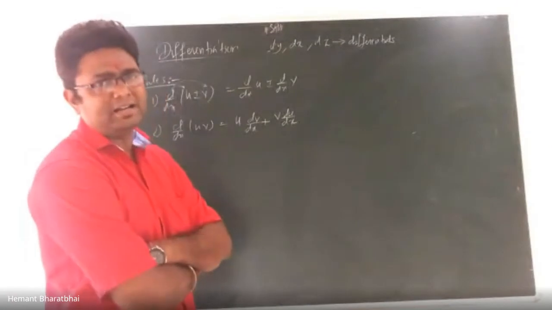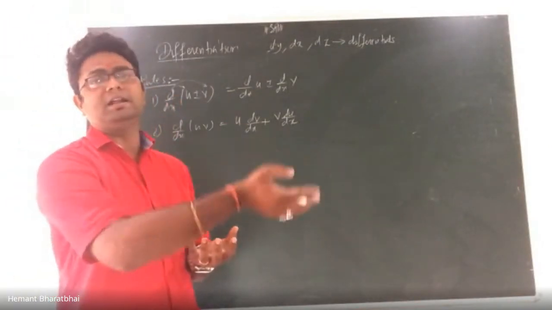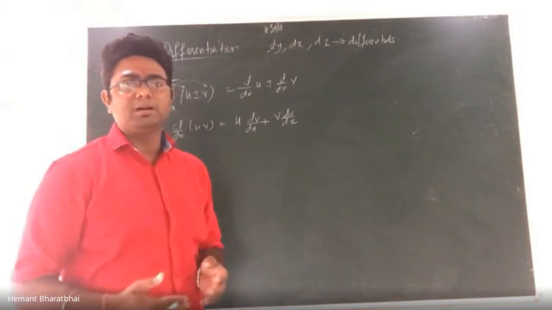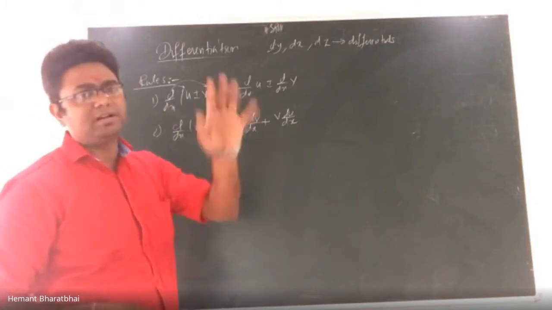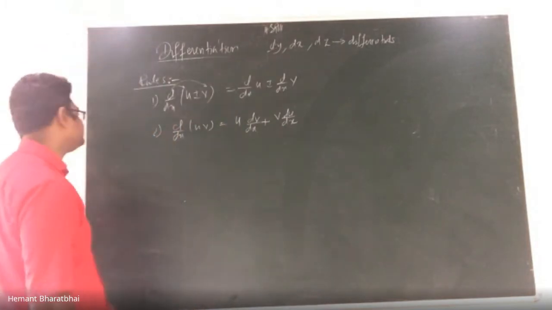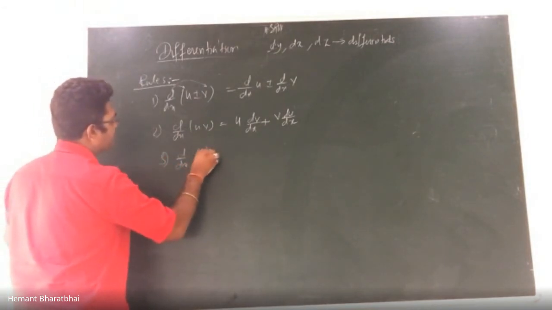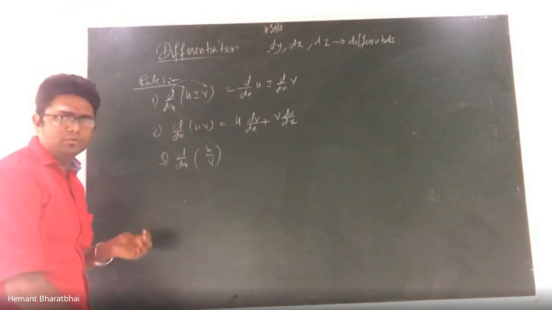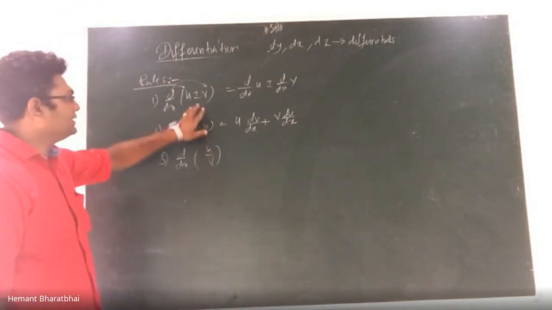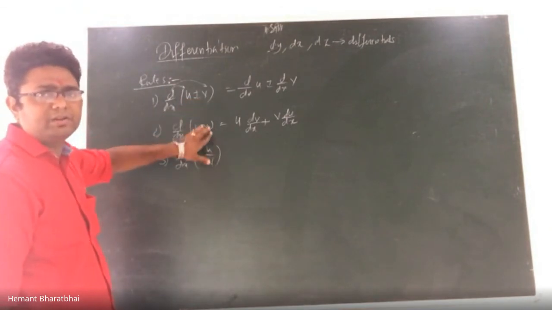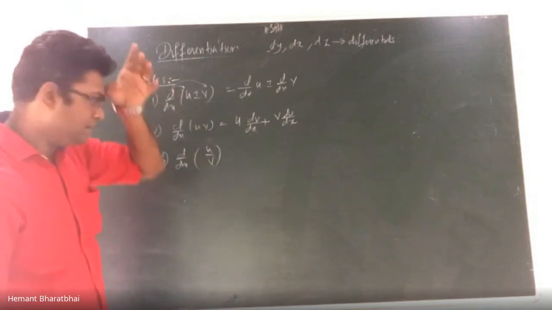So instead of memorizing, you just remember the procedure. We keep one constant and take the derivative of the other. Then we put a plus sign, and this time we keep the second constant and take the derivative of the first. Next, if two functions are in division. Here the functions were in addition or subtraction, then in multiplication, and now the functions are in division.